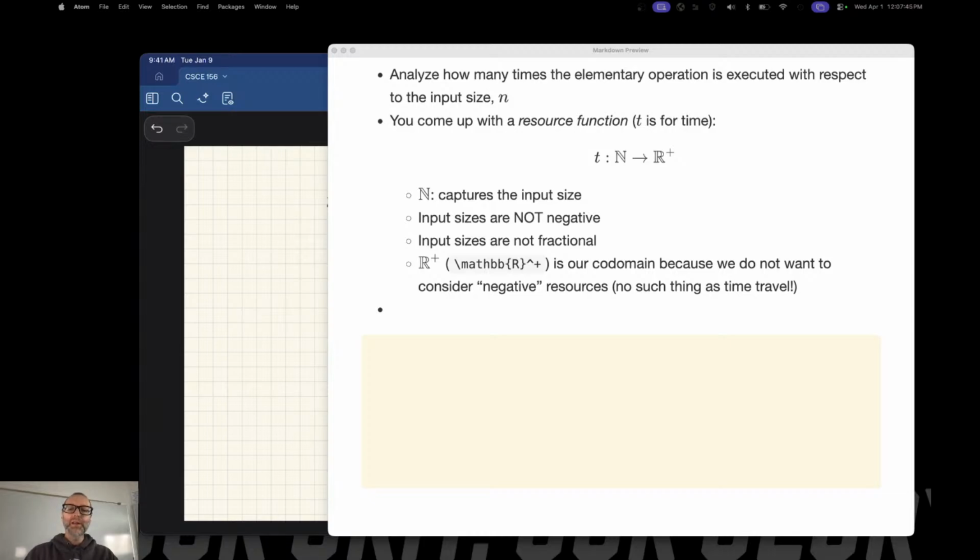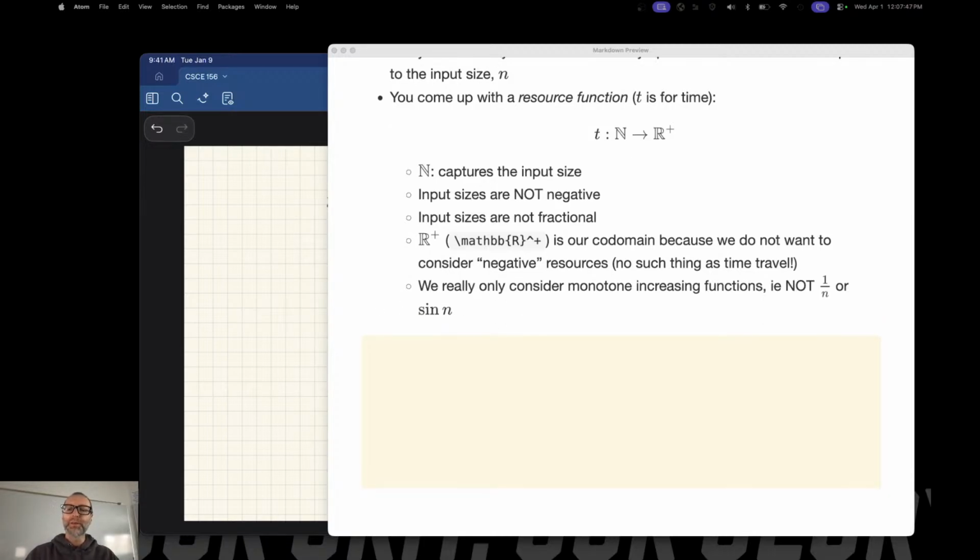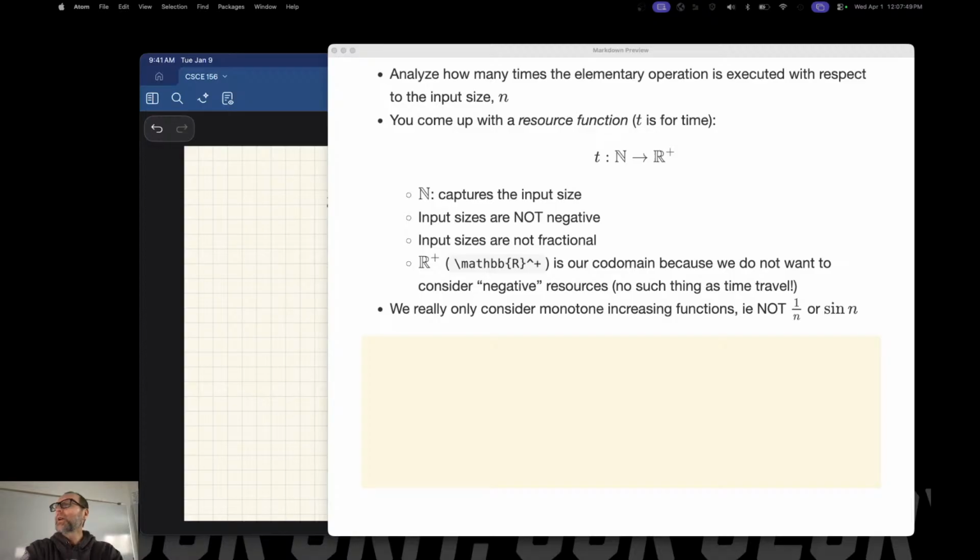Also, we're only going to consider monotone increasing functions. We're not going to consider 1 over n or sine of n or something like that because those things oscillate. We want to consider monotone increasing functions. As the input size increases, the number of resources increases. That's what we mean by an algorithm.